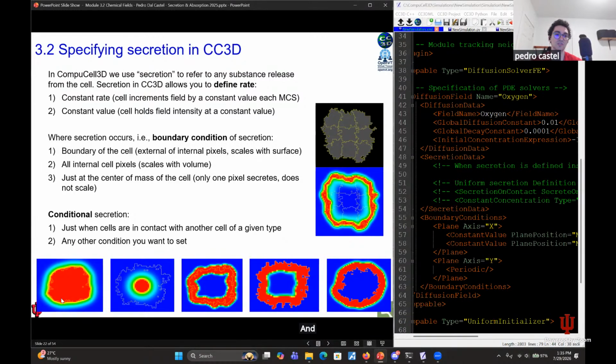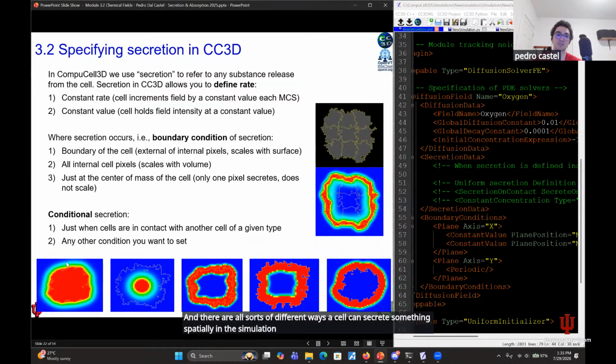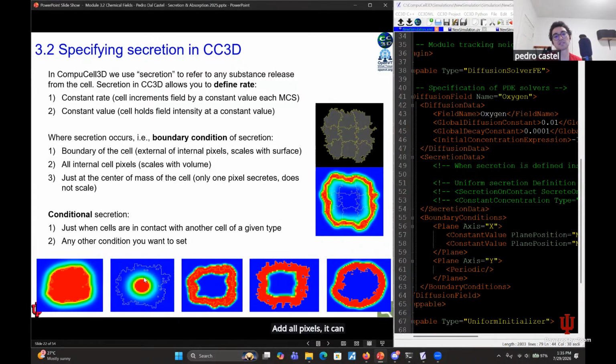And there are all sorts of different ways a cell can secrete something spatially in the simulation. For example, it can secrete at all pixels. It can secrete just at the center of mass. It can secrete just at the border. It can secrete just at the border but inside, and just at the border but outside, into things outside its perimeter.